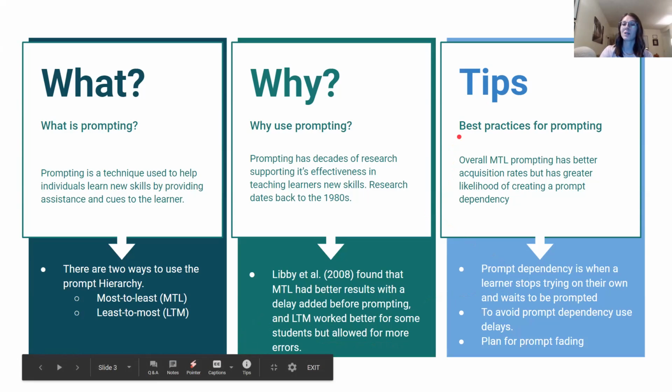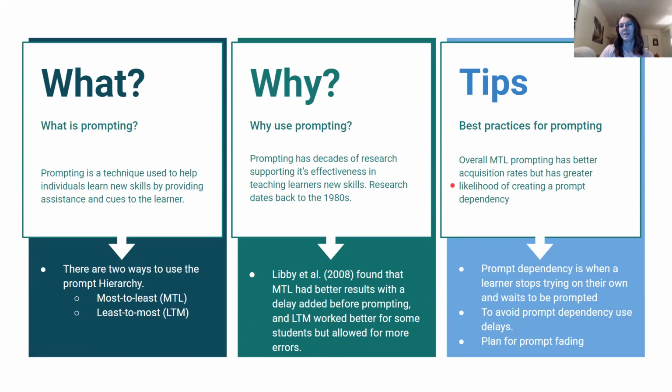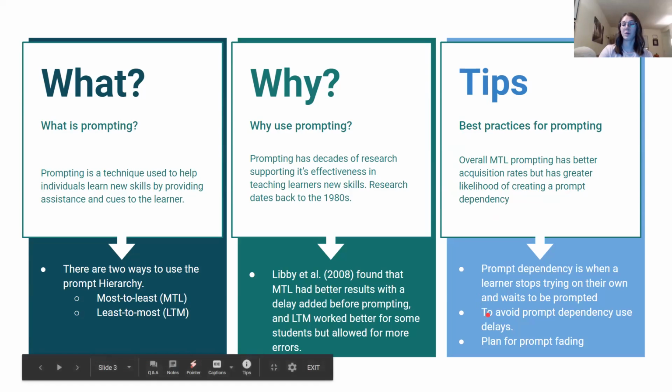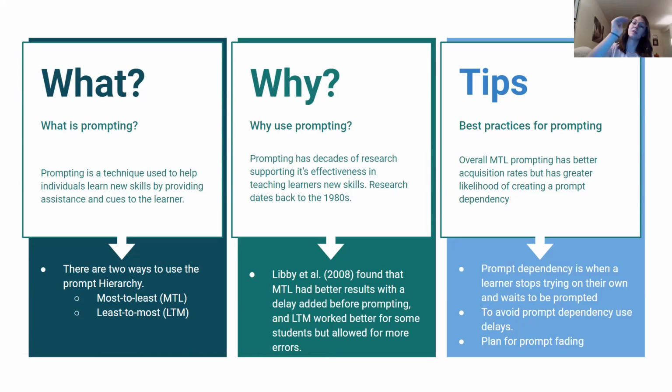So some tips for prompting. Overall, most to least has more research backing its effectiveness, and the only problem with it is that it can create prompt dependency. Prompt dependency is when a learner stops trying on their own and they just wait to be prompted. So to avoid prompt dependency, use delays. Wait before you give that prompt. And then you can plan for prompt fading, which means you're always working up the hierarchy, working towards independence.